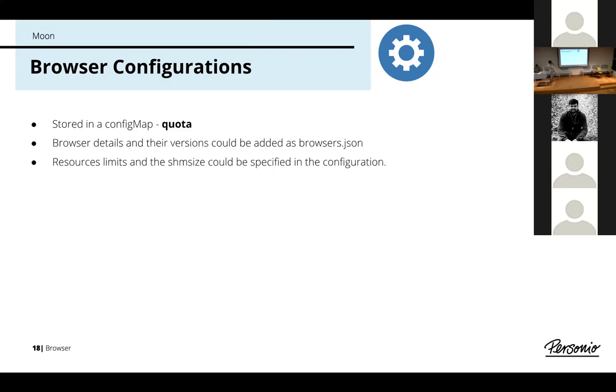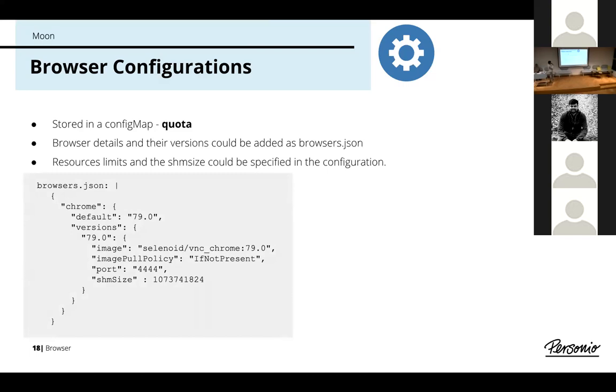config map. And also you can specify how much memory or how much CPU your browser will be consuming, and the shared memory size can also be specified in the configuration. Because if your browser does need some more shared memory, so as not to crash.